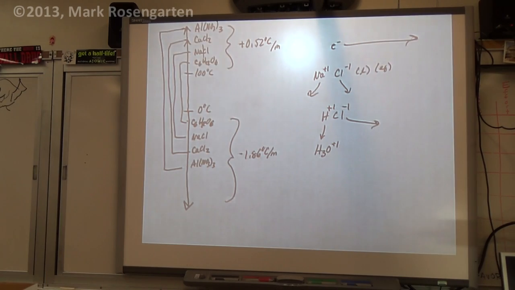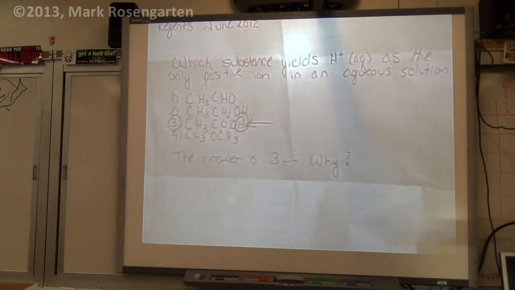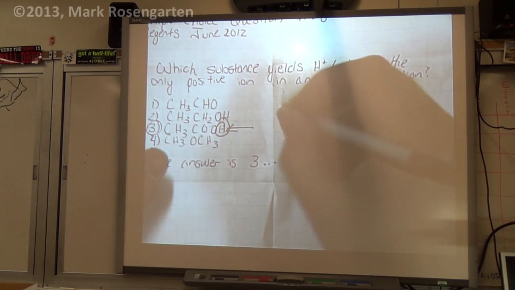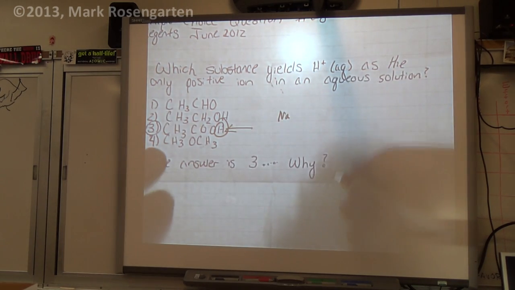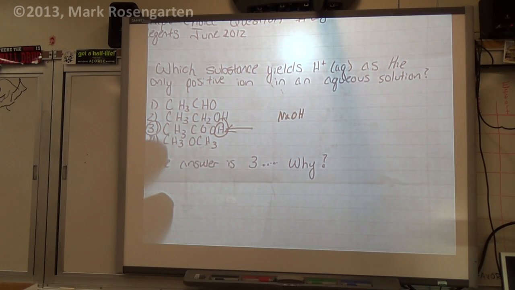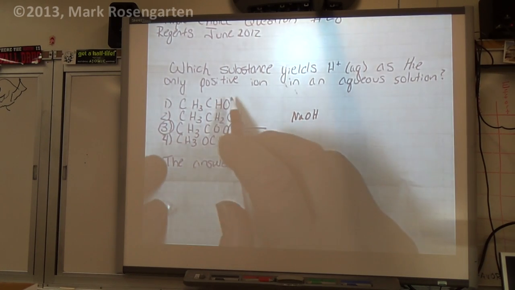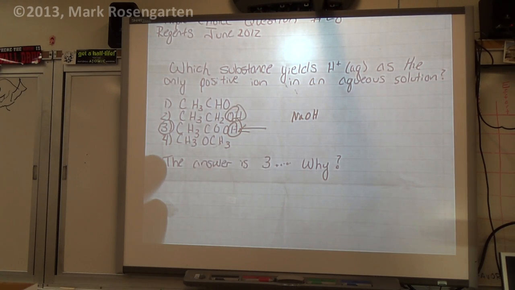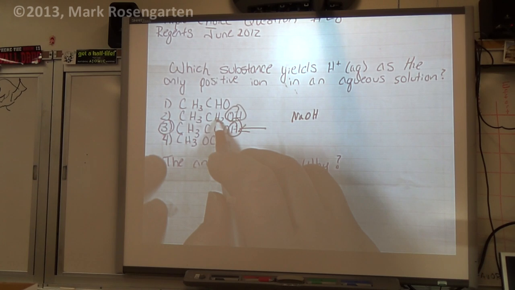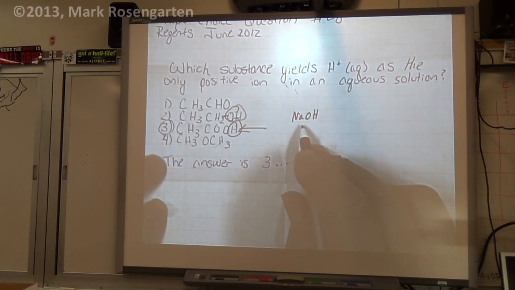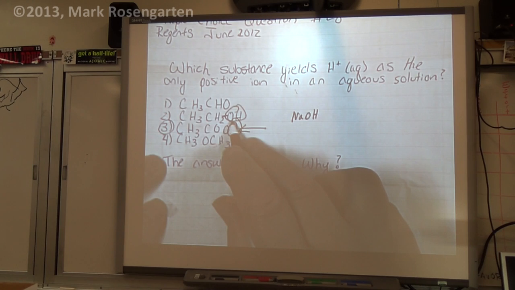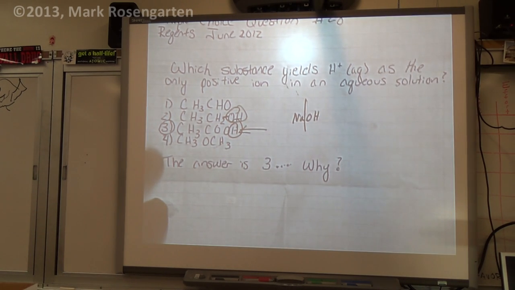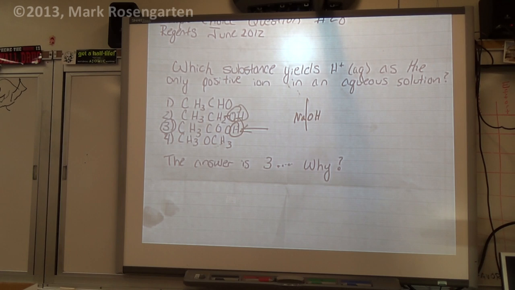Yes, ma'am? Do bases conduct electricity? Bases, by definition, are ionic because they consist of a metal, like sodium, and non-metals, in this case, a hydroxide ion. So, if we take a look at choice 2, for example, you might say, aha! There's an OH there. But is it bonded to a metal? This bond is covalent, not ionic, so when you put it in water, it won't break up. Metal hydroxides do.